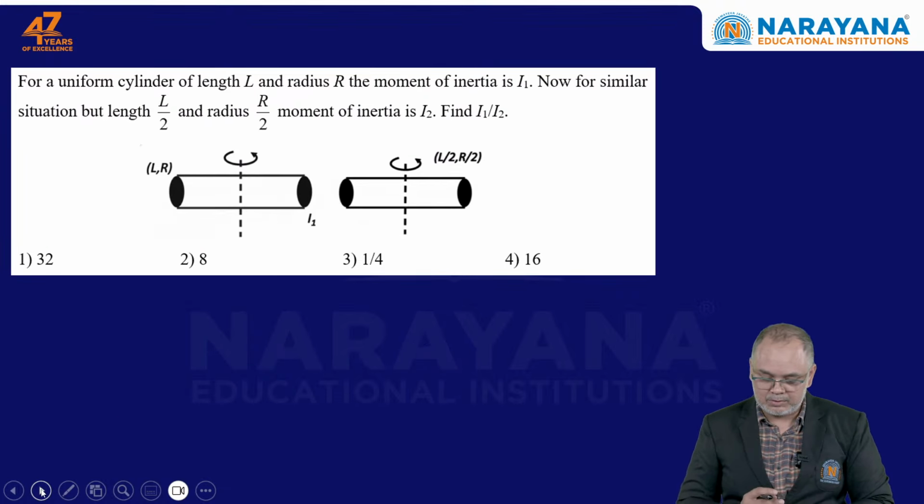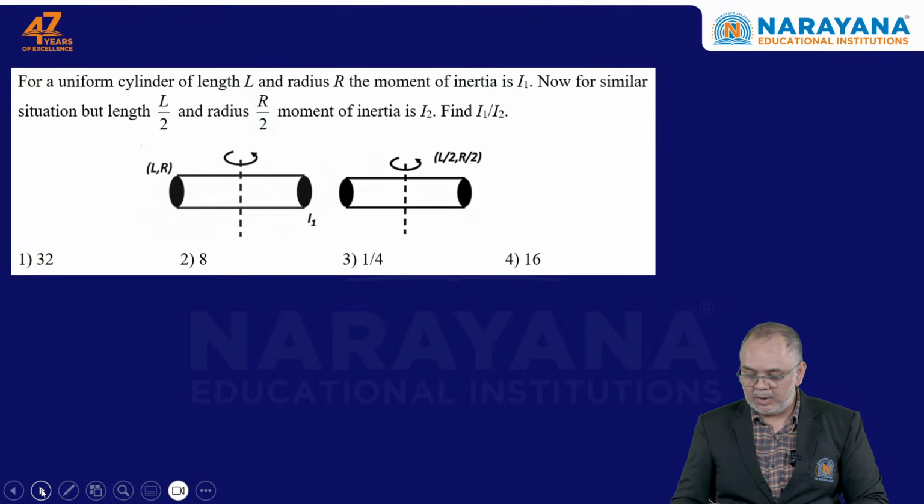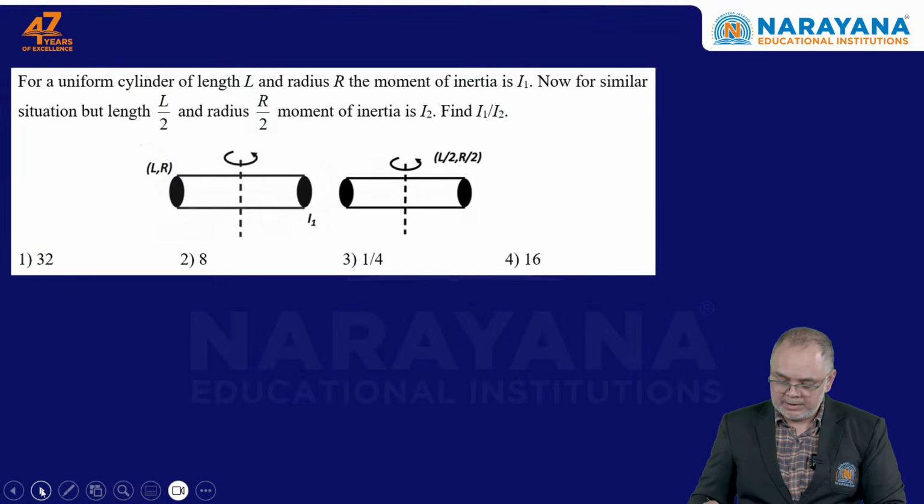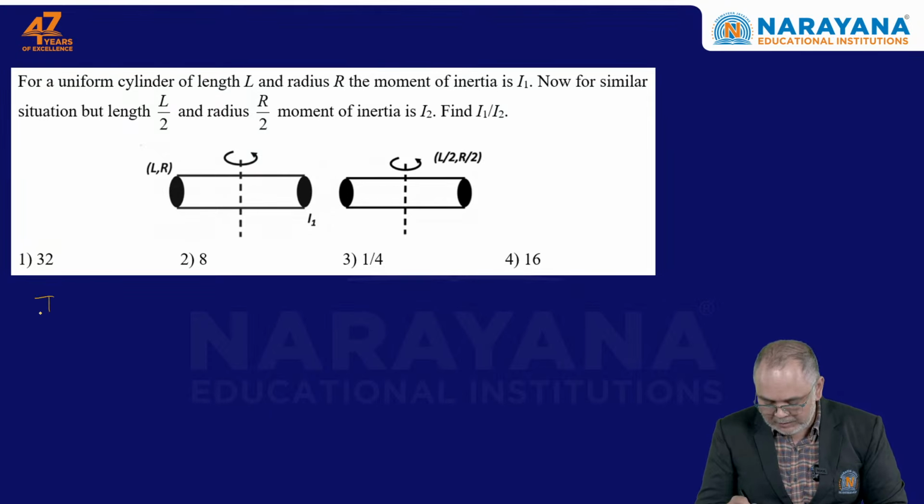The next question is related to rotational motion. For a uniform cylinder of length L and radius R, the moment of inertia is I1. Now, for a similar situation but with length L by 2 and radius R by 2, the moment of inertia is I2. Find I1 upon I2. So here if you see, the cylinder is rotating about the given axis. So we can write the moment of inertia about this axis, I am writing I1, as M1 L square by 12 plus M1 r square by 4.